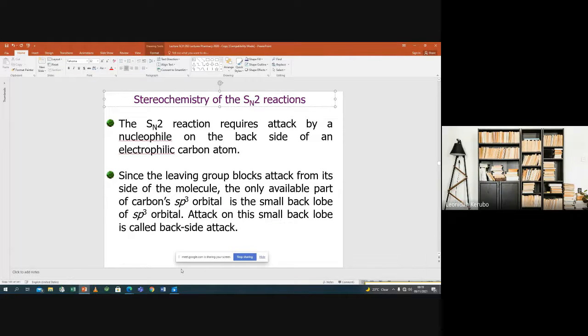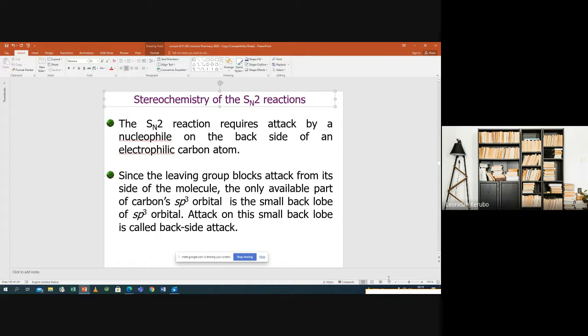Today we are going to discuss the stereochemistry of SN2 reactions. We have already discussed the way SN2 reactions take place, so we will now discuss the stereochemistry of SN2 reactions.